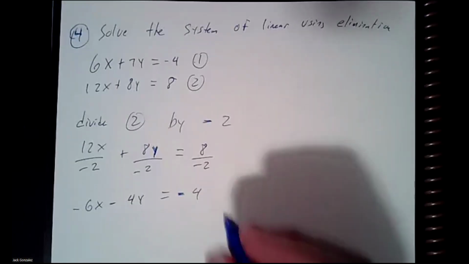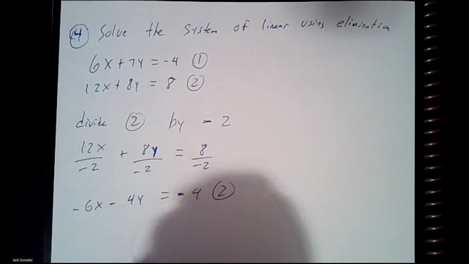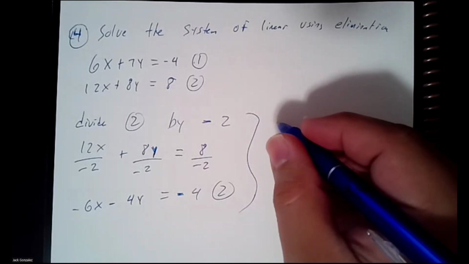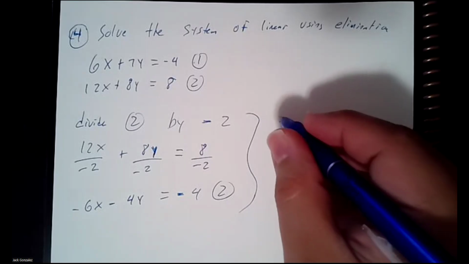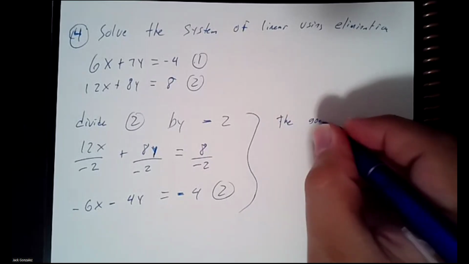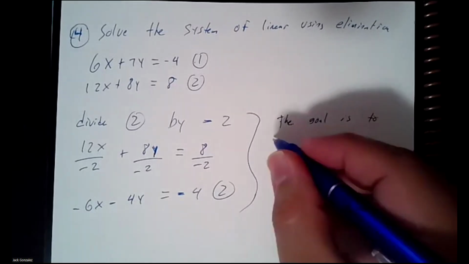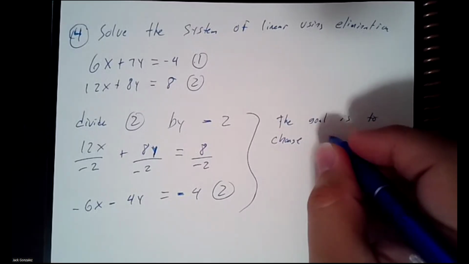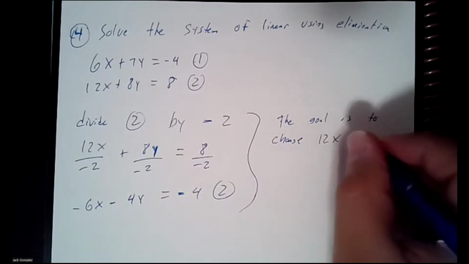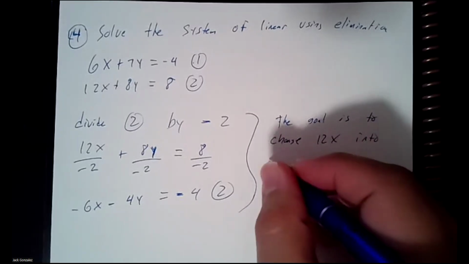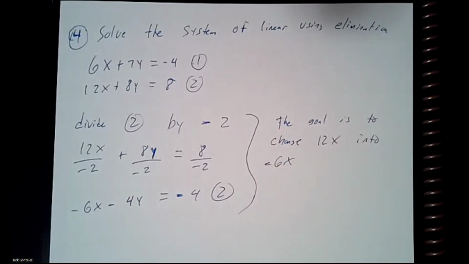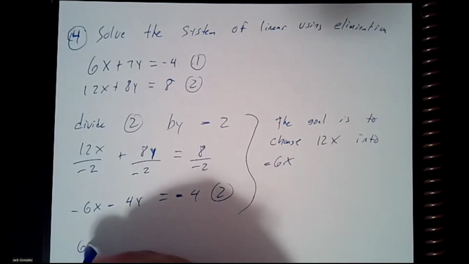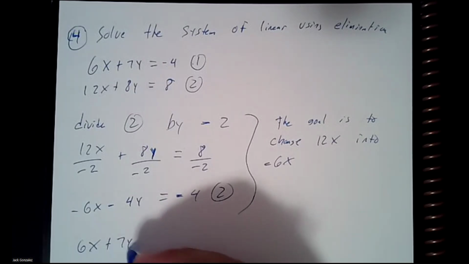So there, I made a new equation two, still equation two. So the goal is to change 12x into negative 6x. That's why I did this. All right. But now I can add them together.